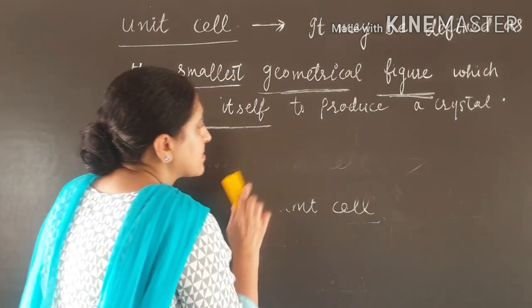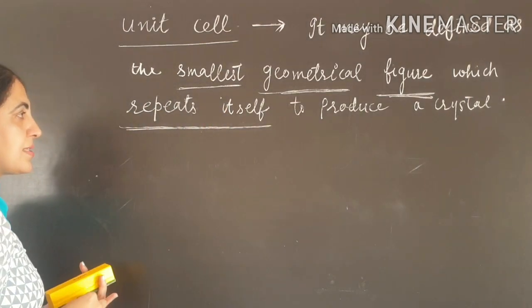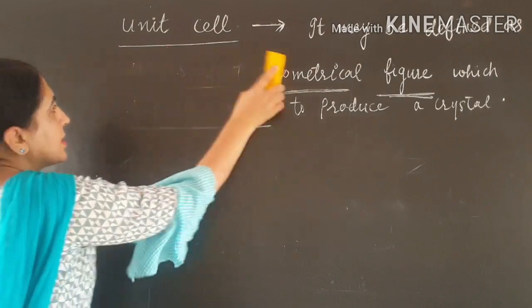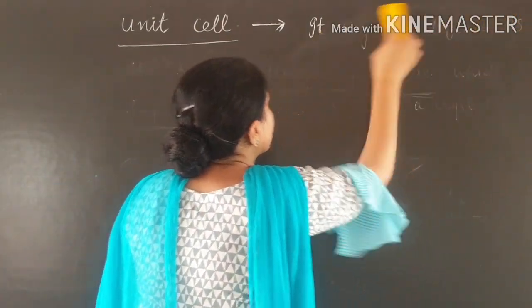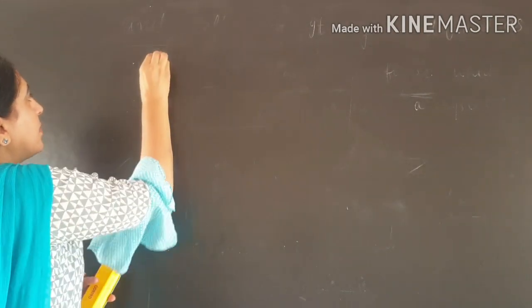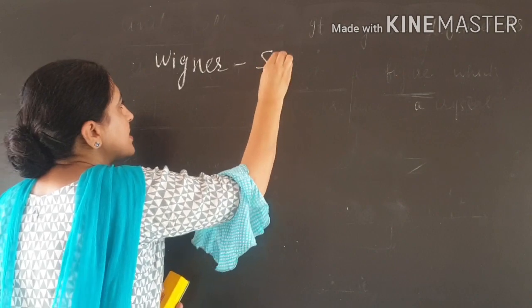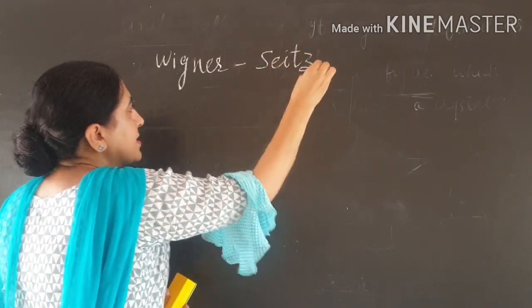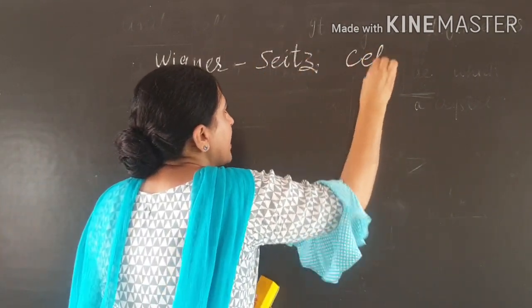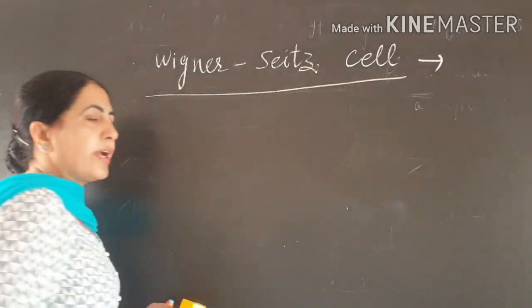Now the next very important unit cell is the Wigner-Seitz cell. Yes, Wigner-Seitz cell. W-I-G-N-E-R Wigner, S-E-I-T-Z Seitz, Wigner-Seitz cell.